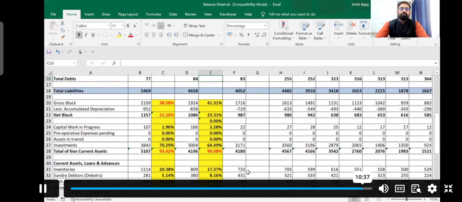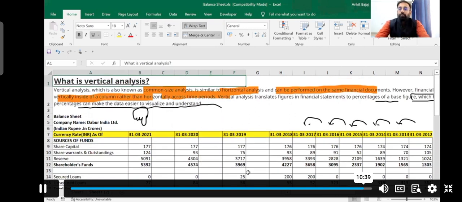Similarly, you can do this vertical analysis and see how companies are doing, right? The company requires current assets, but somehow the company is able to manage 80% of its current assets with the help of current liabilities. So this is about vertical analysis. The liability part I will be covering in the next lecture. Thank you.